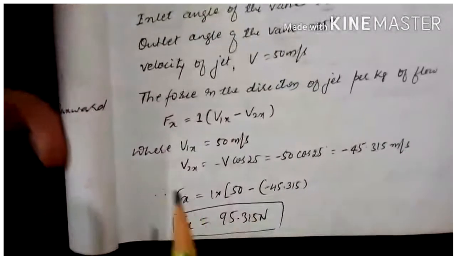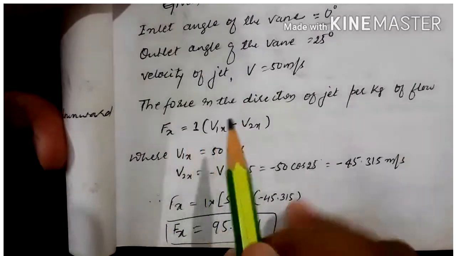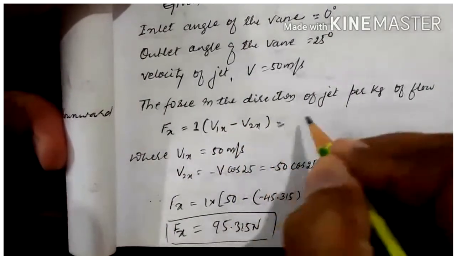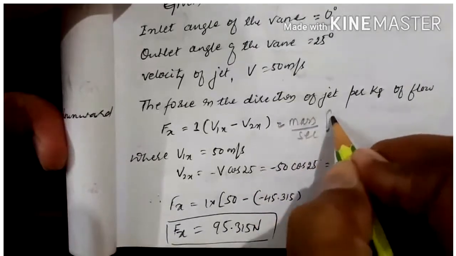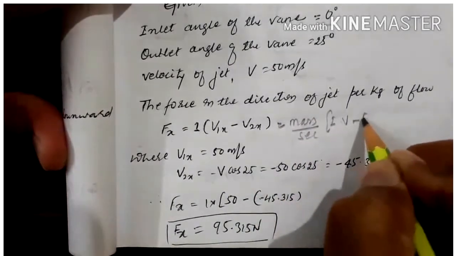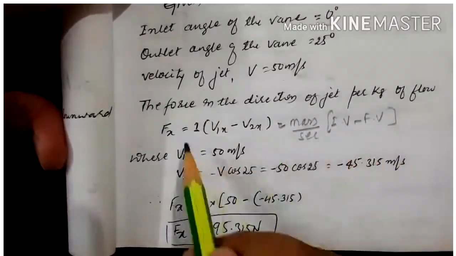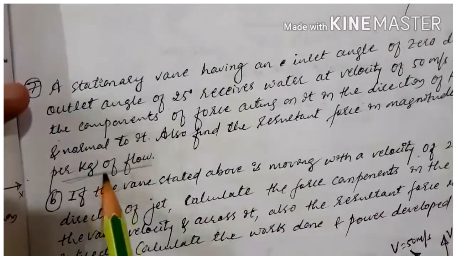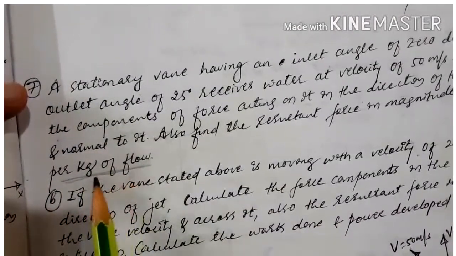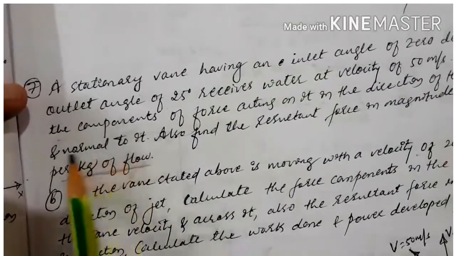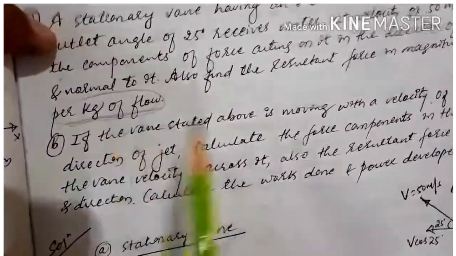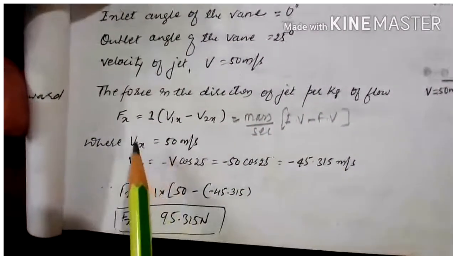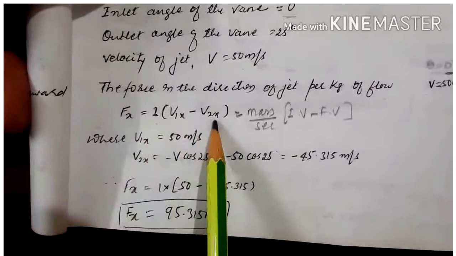For this one, let us calculate Fx. Fx will be mass per second into initial velocity minus final velocity. We know this formula, and we have to calculate per kg of flow. So we have 1 kg per second for flow. Directly the mass flow rate is given here in this problem. Substitute 1, then V1x minus V2x.